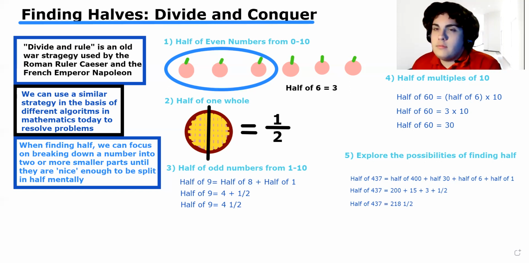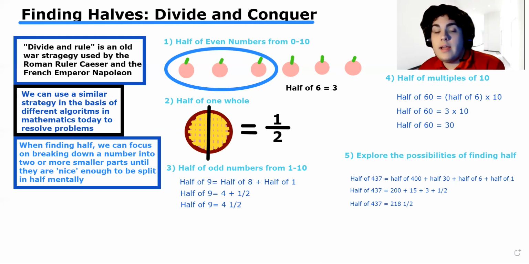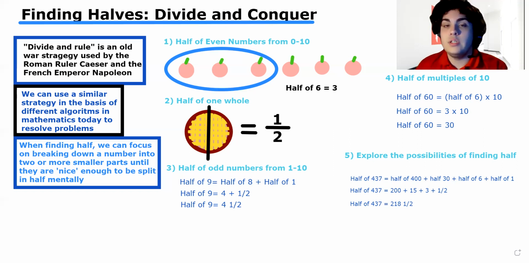So half of 9, that is 4 and 1/2. So that would allow us theoretically to find half of any number between 1 and 10. So even or odd. Half of 5, I know, is 2.5. And that's because half of 4 is 2 and half of 1 is 1/2. Half of 10, well, that's 5. I don't need to split my numbers up for that.